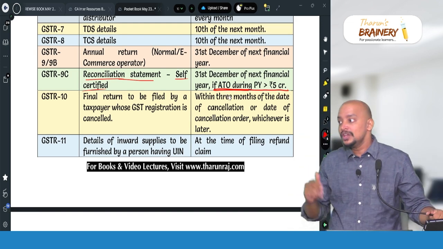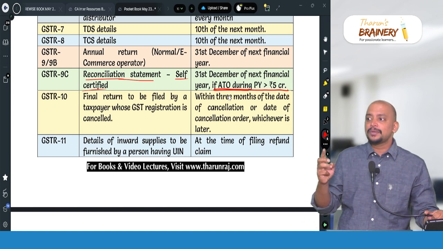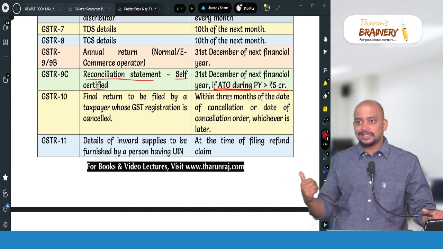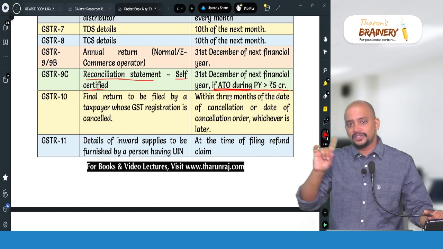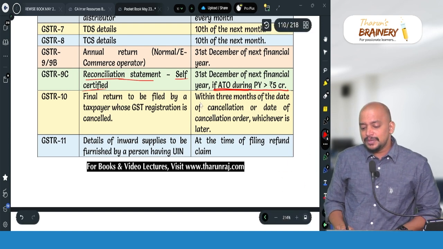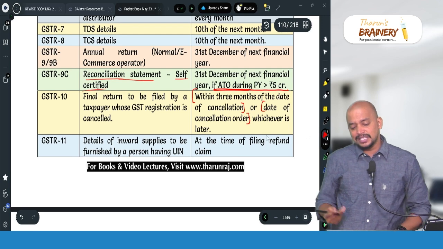GSTR 10 is an annual return, so final return, which is required to be filed after cancellation of registration. What is the time limit for filing this final return? 3 months from the date of cancellation or order of cancellation, whichever is later, not whichever is earlier, whichever is later. Whether this 3 months should be taken from date of cancellation or order of cancellation or both? Only for date of cancellation. This is one point. Then order of cancellation is another point, whichever is later.